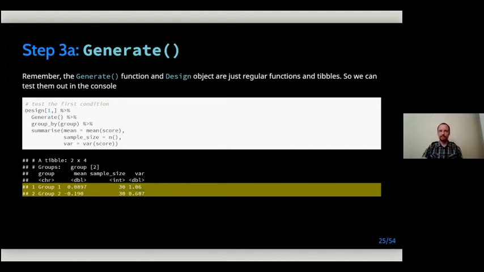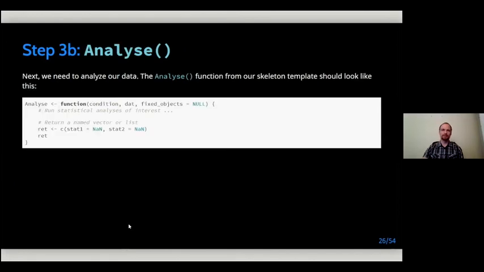But we can do this little trick to take one piece of our design object and pass that into our generate. The very first argument it's expecting is our design, our current condition it wants to simulate data from. And we can get that by just grabbing a row any way you would normally subset your design object. So that can make sure that our design is working the way we expect it to.